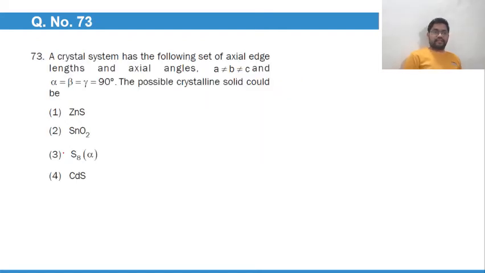Okay. 73. A crystal system has the following set of axial edge lengths and axial angles. The possible crystalline solid could be... A is not equal to B, B is not equal to C, but the angles are the same, and the length is not the same. It reminds me of orthorhombic structure, and out of all, only S8 has rhombic structure. So we'll go with option number 3.